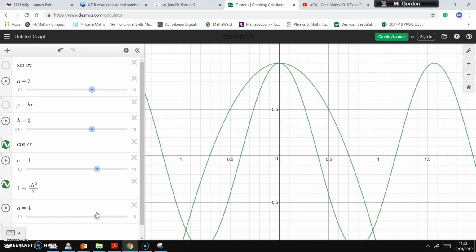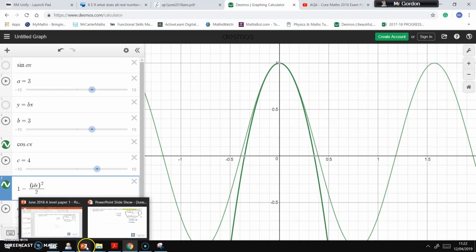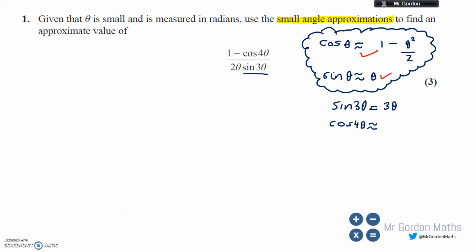But it's not, you're saying. No, you're right, because I've forgotten something. This is a very important point. You need to put the 4x into brackets in the formula. So this d value needs to be in a bracket, and that's important for the question as well. So we're going to use 1 minus (4x) all squared over 2 as our approximation. So 1 minus, and remember what I said, put it into a bracket, otherwise it doesn't work, (4 theta) squared over 2. That is the approximation for cos 4 theta.